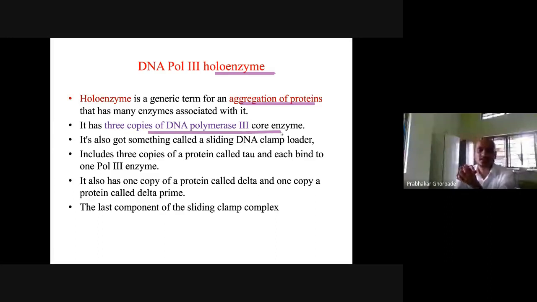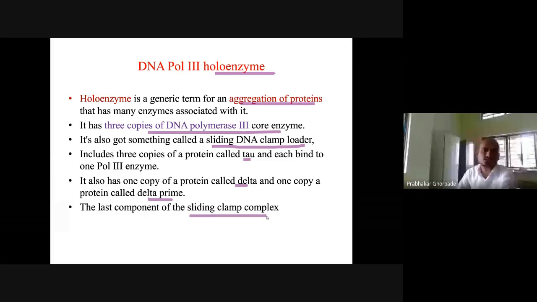It has something called a sliding clamp loader. So DNA polymerase should have a sliding clamp loader. It includes 3 copies of the tau protein that have to bind with this one, and then it has 1 copy of delta protein and delta prime. That is a housekeeping function, delta prime, and then the last component, the sliding clamp component, is there. So this is the structure of the DNA polymerase.